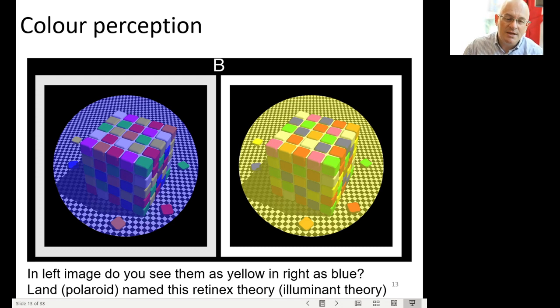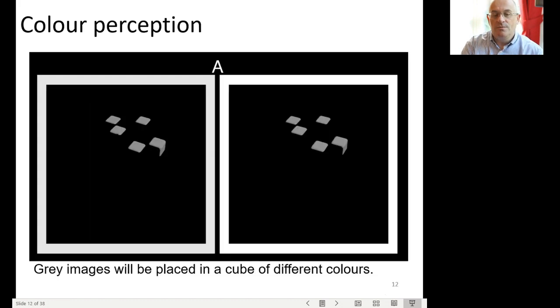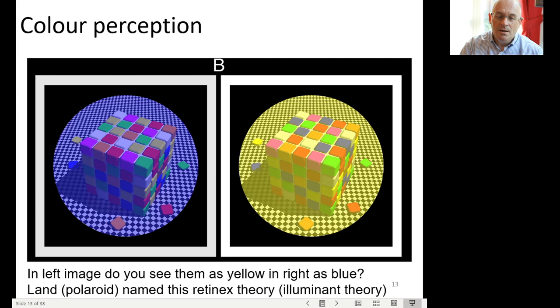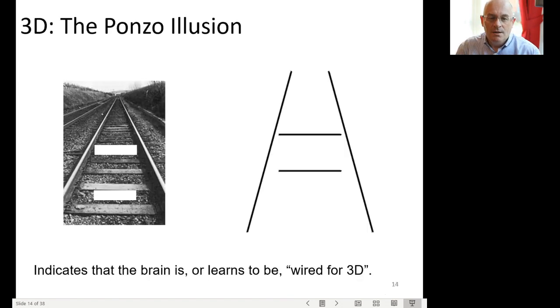And similarly on the other side, the scene is illuminated with a blue light, and your brain's saying, oh, it's a grey square, it's illuminated by a blue light, it must be yellow. So it corrects for you to a colour that it thinks it must be. We know that it hasn't changed from this colour. This is Retinex theory, illuminant theory. Land, who invented Polaroid, discussed it, and others too.